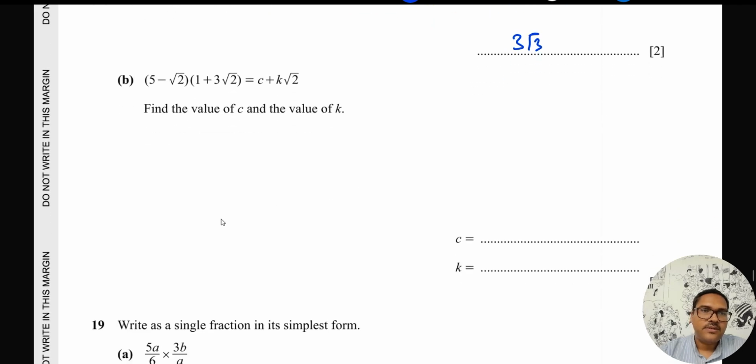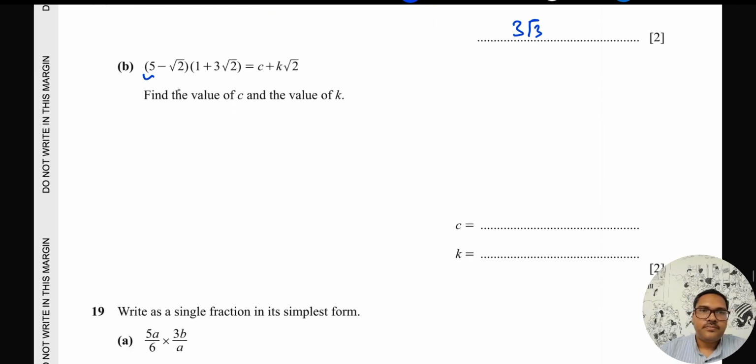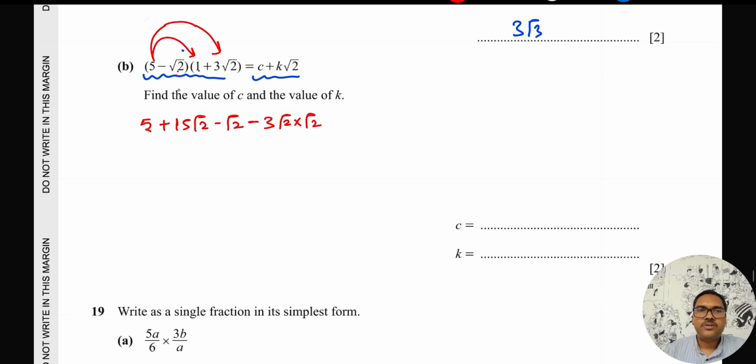Now the second part of this question is, if this expression is equal to c plus k root 2, then find the value of k. Basically, you have to just simplify this. Now, how to multiply two surds? This is simply how to multiply brackets. So this is how you multiply. 5 into 1, that is 5. 5 into 3 root 2. Now, what is 5 into 3 root 2? This will become 5 into 3, which is 15 root 2. And negative root 2 into 1 will become negative root 2. And negative root 2 into 3 root 2 will become negative 3 root 2 into root 2. I hope this is clear. Now I'll multiply these two and these two.